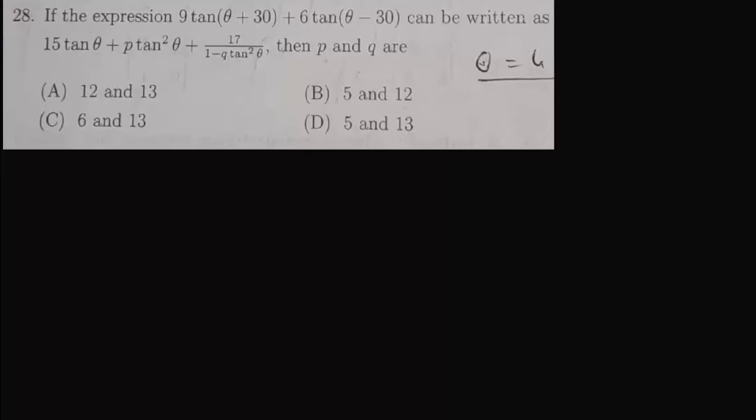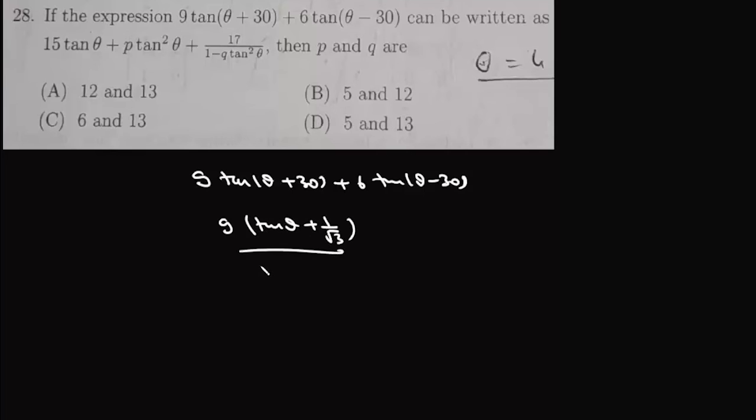Now question number 28 is we are given this expression which is 9 tan theta plus 30 plus 6 tan theta minus 30, and it says if it can be written in this form then find the value of p and q. Now this is 9, and it is tan theta plus tan 30, tan 30 is 1 by root 3, and here will be 1 minus 1 by root 3 tan theta, plus 6 into tan theta minus 1 by root 3 upon 1 plus root 3 tan theta.